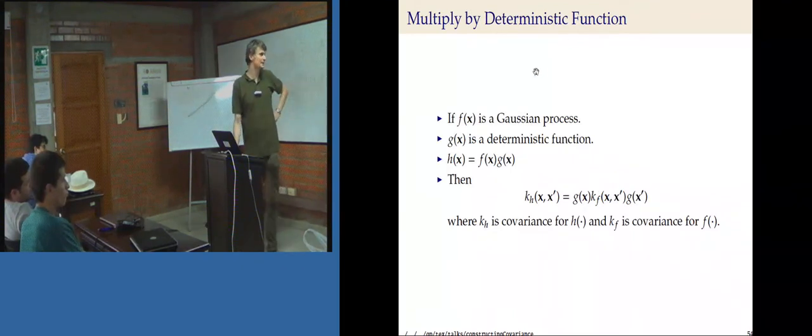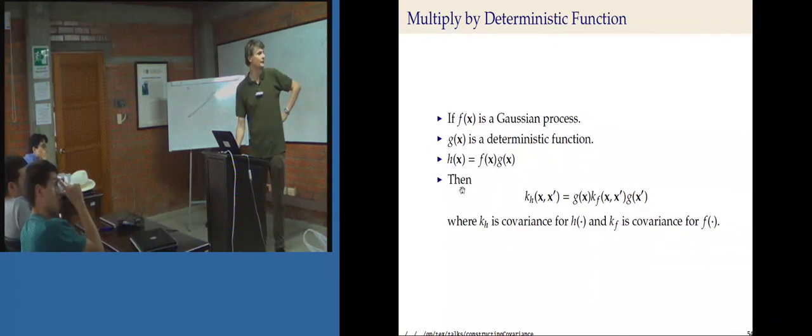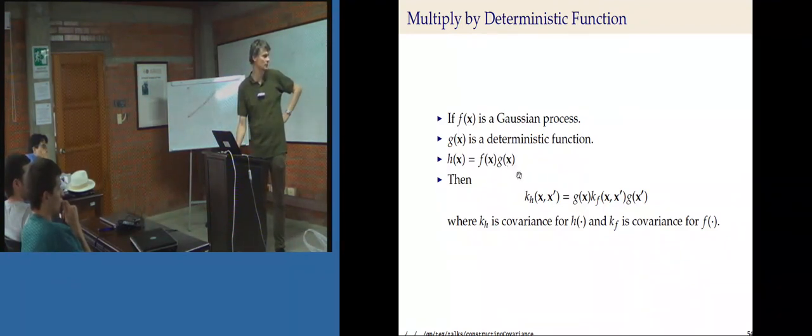Multiply by a deterministic function. If f(x) is a Gaussian process, and g(x) is a deterministic function, and h(x) is f(x) times g(x), then the covariance for the result is g(x) k_f(x, x') g(x'). That's where g(x) is deterministic, not a Gaussian process. If they're both Gaussian processes, the result is not a Gaussian process. It's some nasty Wishart or chi-squared thing. But if this is deterministic, that's the result.